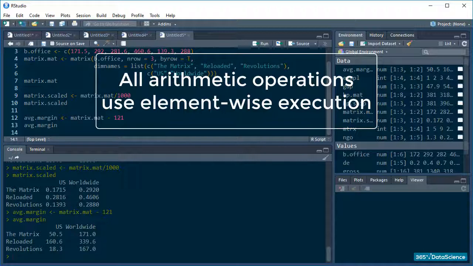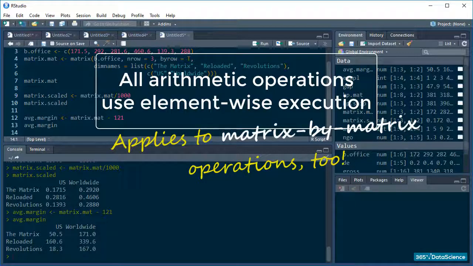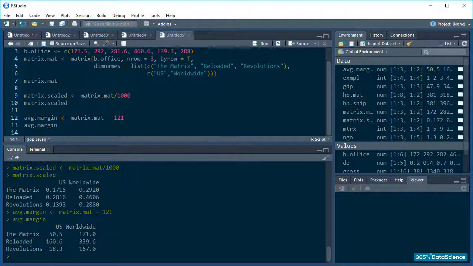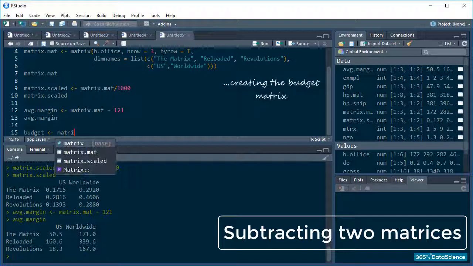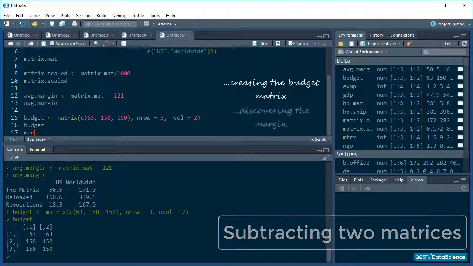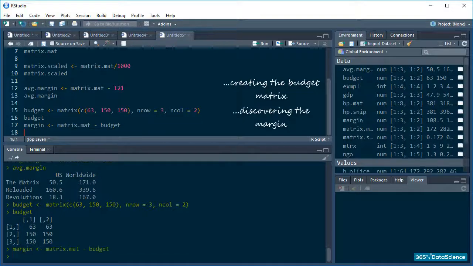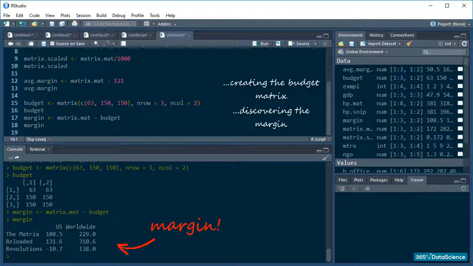Alright, but what about the more interesting stuff, like matrix by matrix arithmetic? Well, those are also governed by the same rules. Everything will happen element-wise. For example, if we take the margin calculation we did before, but this time decided to use the real budgets for each movie instead of their average, we can create another 3x2 matrix with the information and subtract it from matrix.mat. Like this. And, as before, the operation is happening cell by cell.